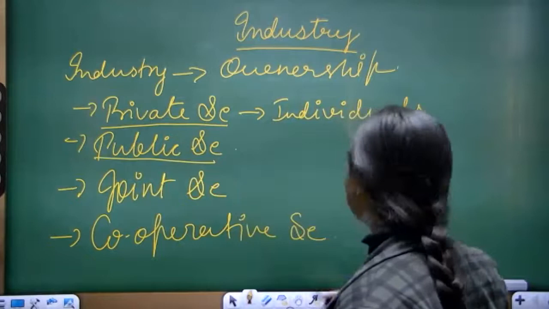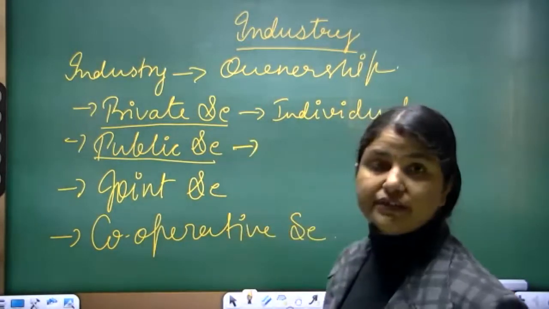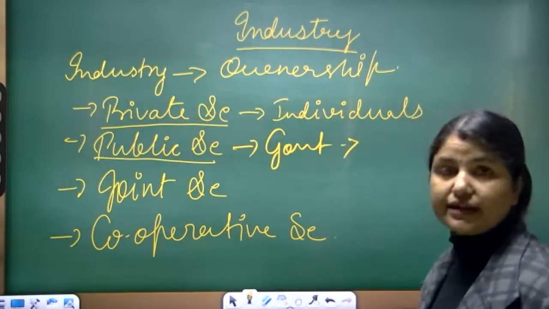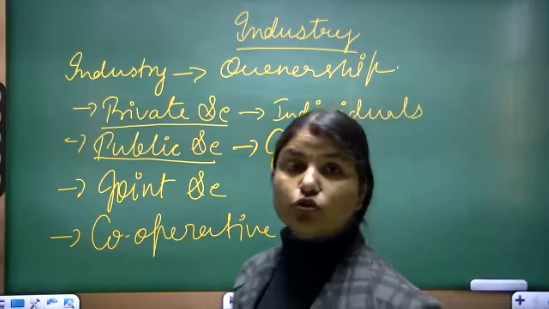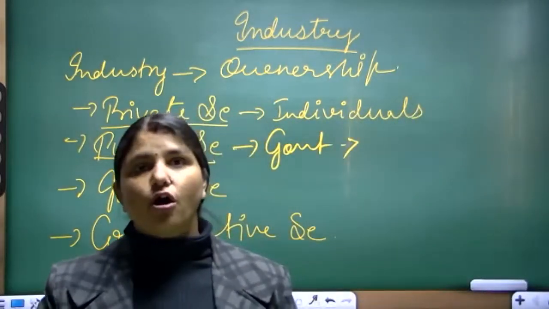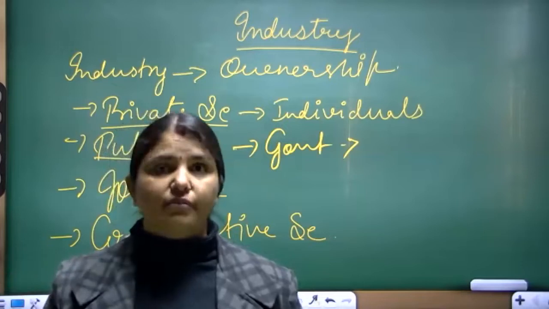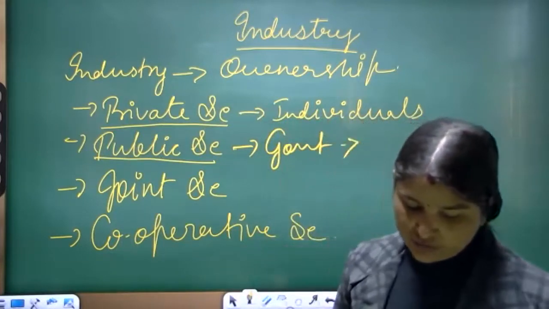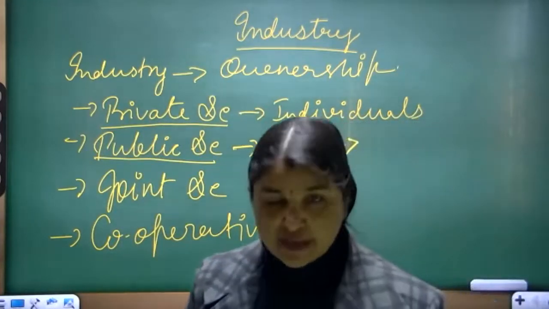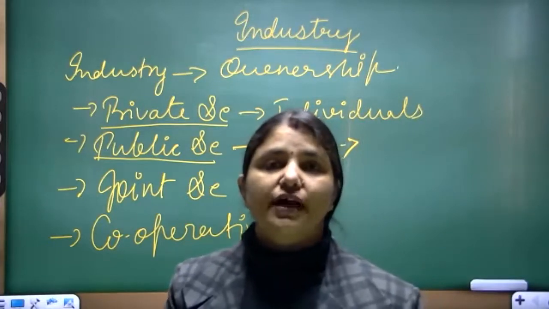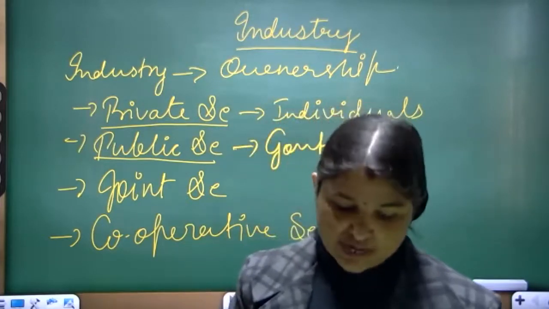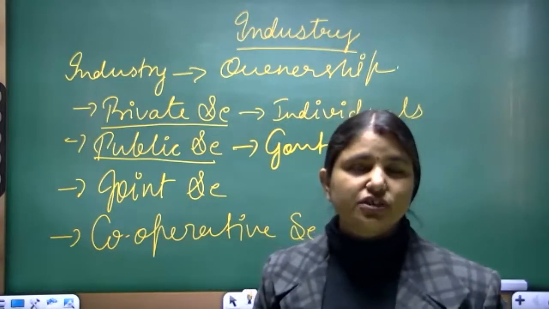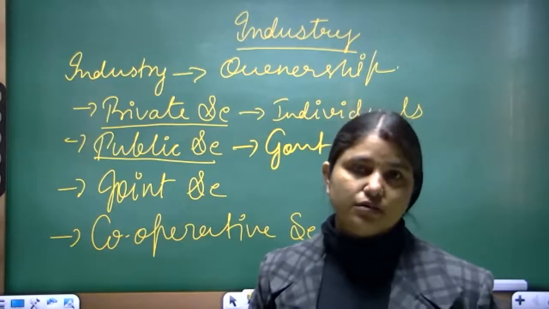In the public sector industry, students, you can understand it as any industry which is operated by the government. What is the public sector industry? Public sector industries are those industries which are operated or owned by the government. We can say public sector or state industries. Examples are Hindustan Aeronautics Limited and Steel Authority of India Limited. These are the industries which are directly operated by the government.